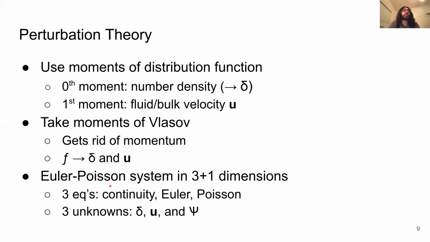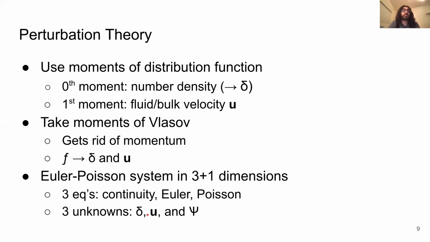And then we can take the first moment of the Vlasov equation, and that gives us the Euler equation. And it also gives us the first moment of the distribution function, which is just the fluid or bulk velocity u. So taking these moments integrates out the momentum, so it reduces us from a 7-dimensional problem back to our usual 4 space-time dimensions. And it turns our f's into deltas and u's. So we get the same Euler-Poisson system as before of 3 equations, and now we have 3 unknowns to solve for.